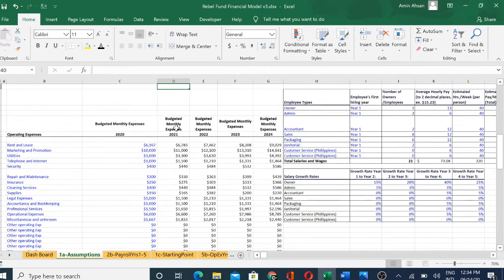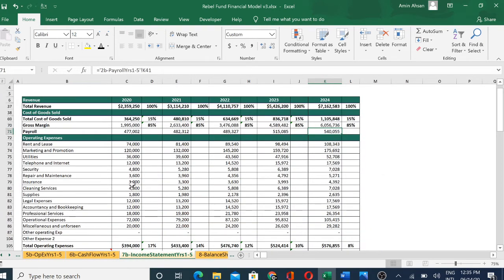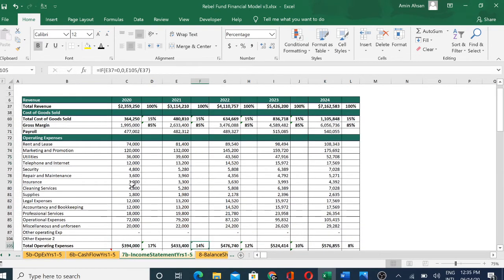You just need to enter the growth rate of operating expenses here. I have assumed that for every year the expenses would be increased by 10%. If you want to increase or decrease for any year, you can enter the expenses here, so it will affect the amount. So again, go to the income statement year 1, and you can see that these are all the operating expenses which are reflected in this area.